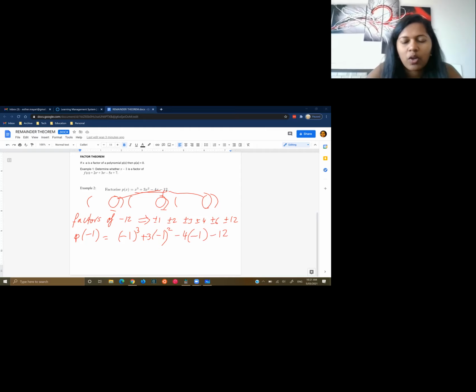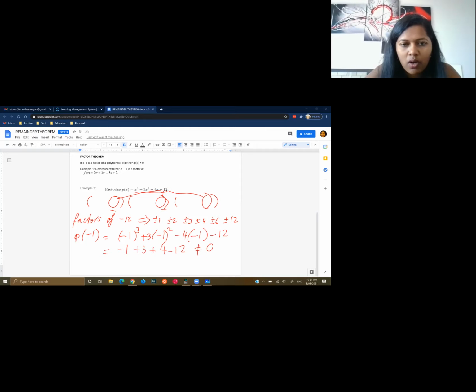Okay, so there we go. I've substituted negative 1 in. Let me see what it gives me. That gives me negative 1 plus 3 plus 4 minus 12. That's not equal to 0, so that's not a factor.